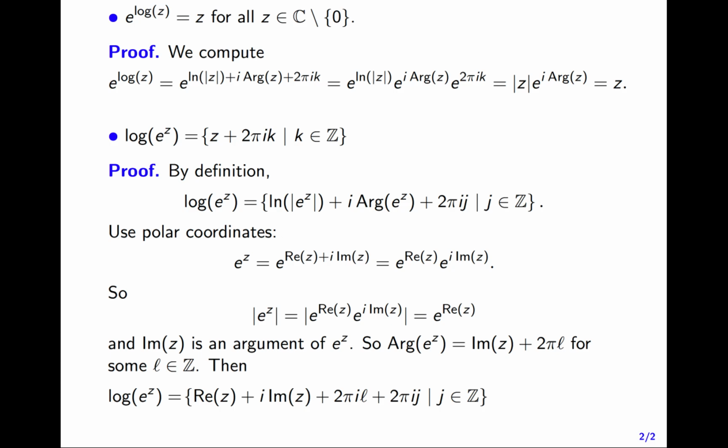Real part of z plus i times the imaginary part of z, that collapses to z. And say I look at all sums of the form 2 times pi times i times l plus 2 times pi times i times j, where l is a fixed integer and j is an arbitrary integer. I can collapse that sum into 2 times pi times i times k for an arbitrary k in the integers. And that is exactly the set that I claimed log of e to the z was.